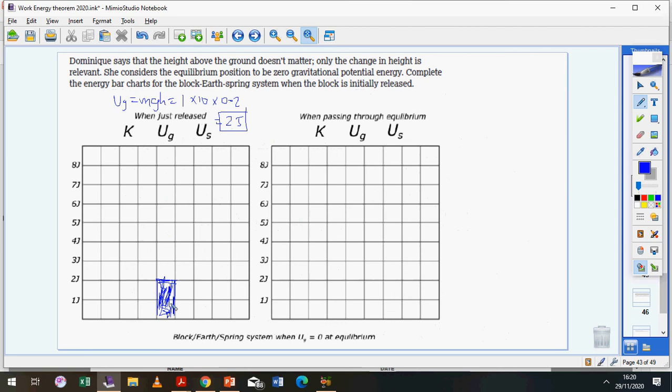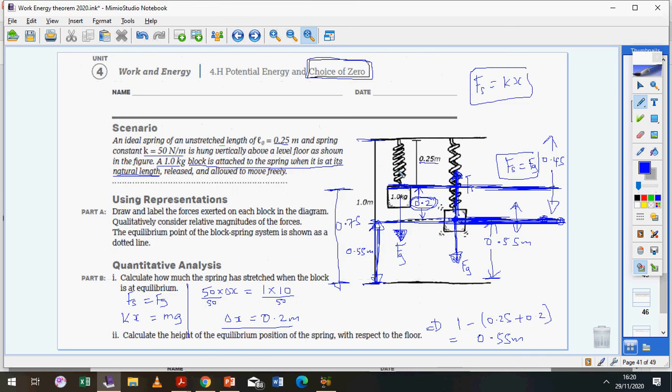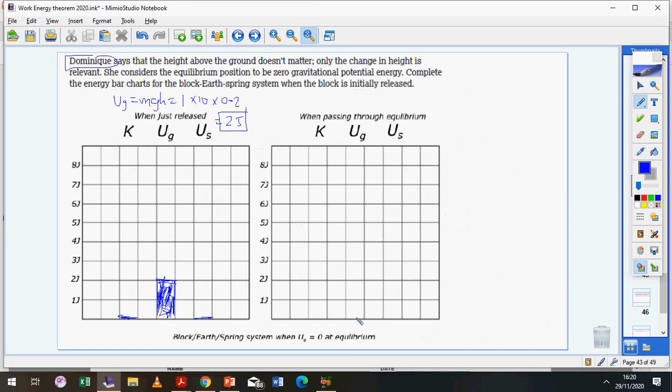And since when it's released, it doesn't have kinetic energy because it's not moving, and it doesn't have elastic potential, the total energy of the system just when it's released, according to Dominique, remember, is 2 joules. So the total energy when passing through equilibrium position must also be 2 joules. Now, Dominique helps us because when it's passing through equilibrium position, its height is 0 according to Dominique, because this is the 0 position. So since its height is 0, it will not have any potential energy. So potential energy will be 0.